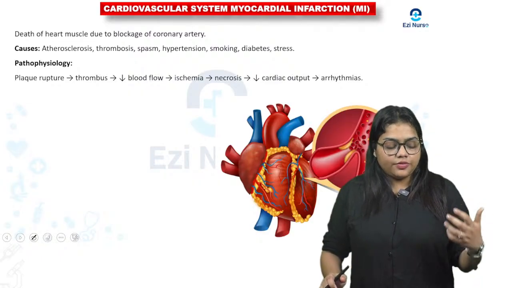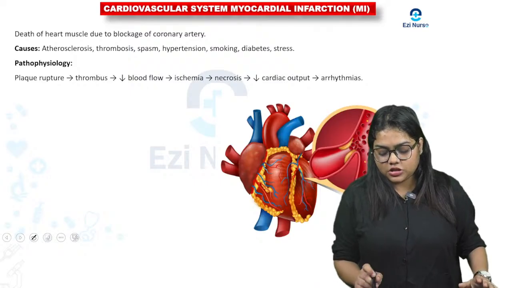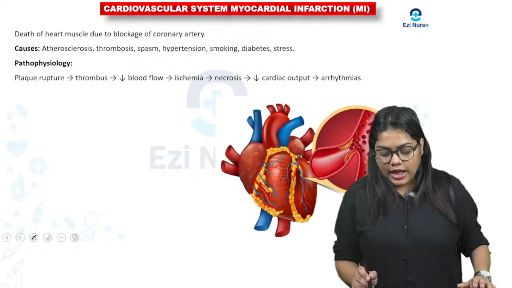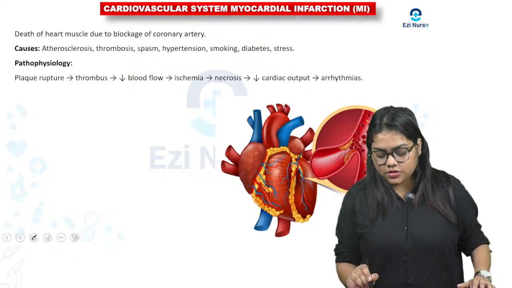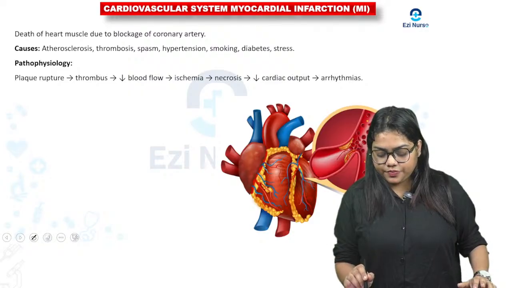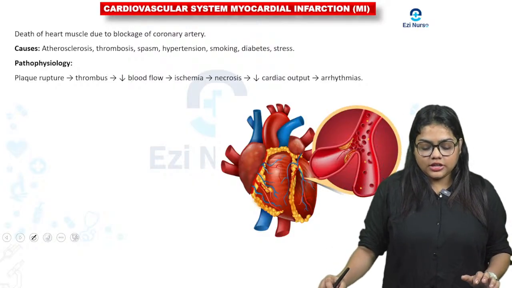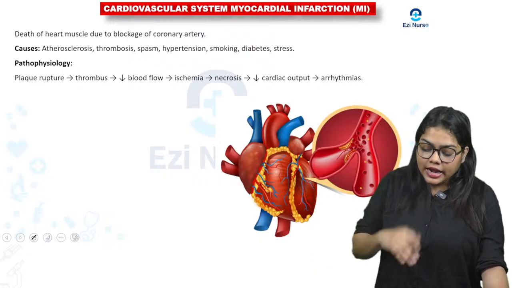Due to that, it will lead to plaque rupture. What will happen? Continuous deposition of fat or bulging of the arteries will narrow them, and this plaque sometimes can rupture. Because of the rupture, the blood will start disrupting and breaking down, and for that the thrombus will form, and because of the thrombus the blood flow will decrease.